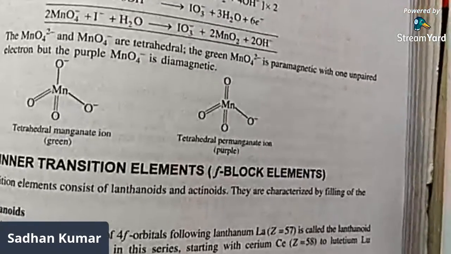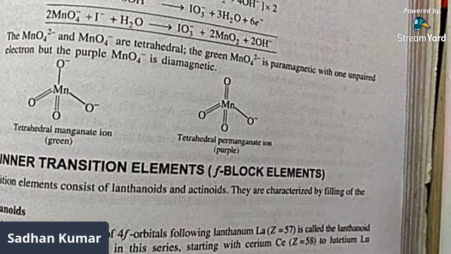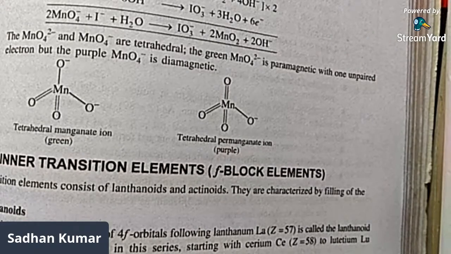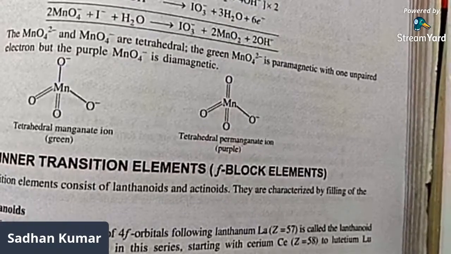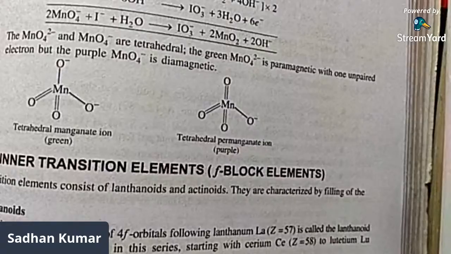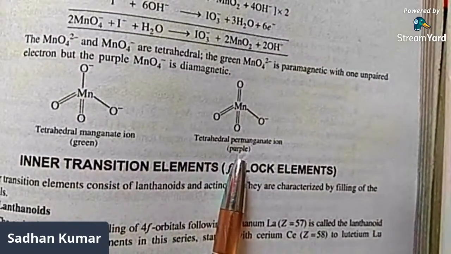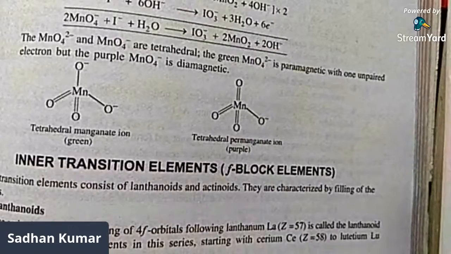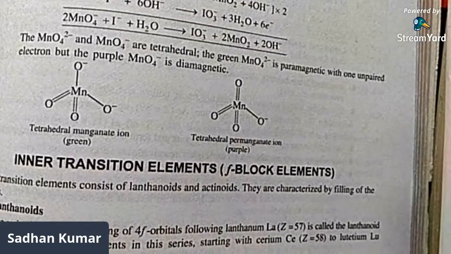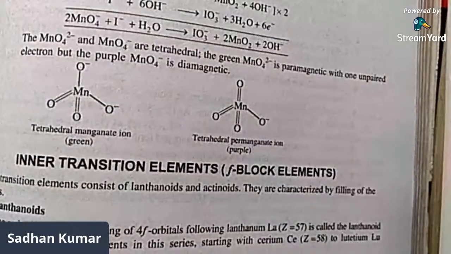I'm giving you 2 minutes time, children. Just copy down the structure of the tetrahedral manganate ion. Both the manganate ion and the permanganate ion are tetrahedral, but the difference is that the manganate ion color is green. On the other hand, the permanganate ion color is purple. In case of manganate ion, there are two O minus ions.